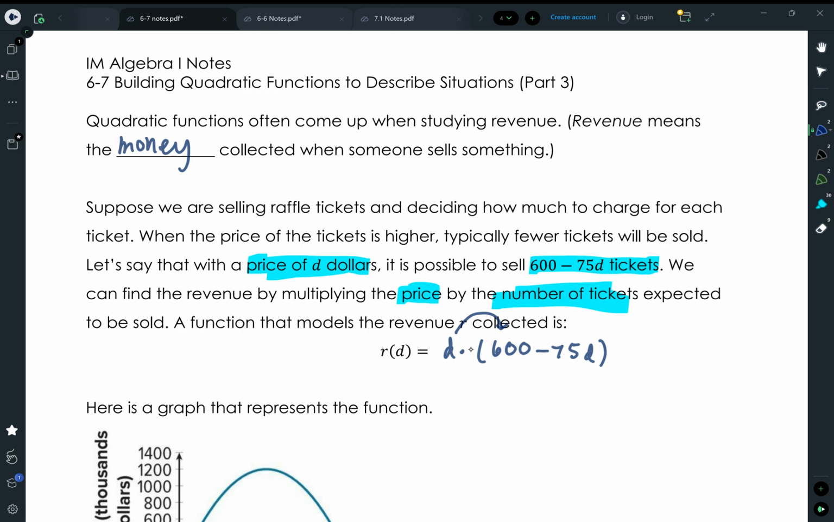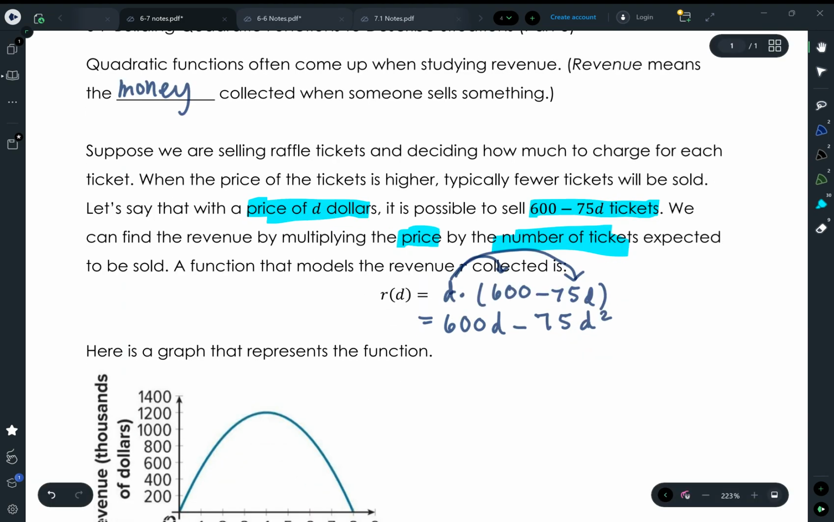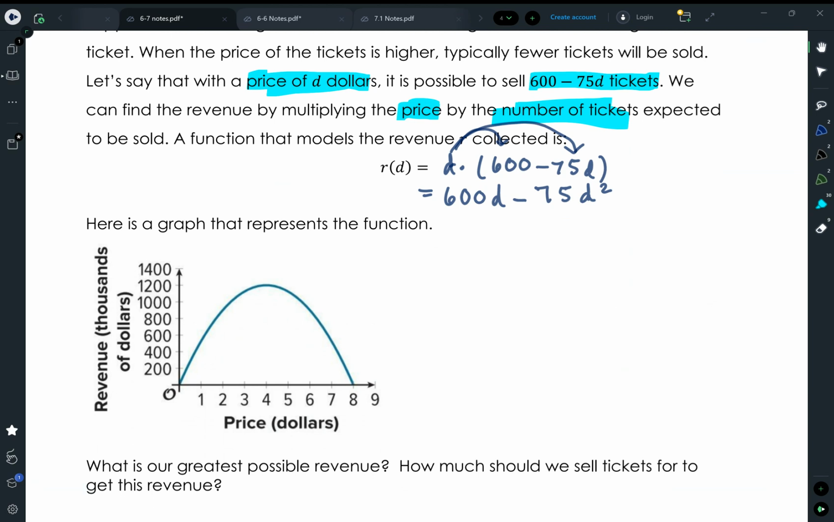This might not look like a quadratic, but think about if we distributed D. D times 600 would be 600D minus D times 75D. Well, D times D would give us D squared, so we would have 75D squared. Let's remember, whenever we have that variable squared, like D squared, our input is squared, it gives us a quadratic. And so that's why we have this kind of shape that we're looking at.